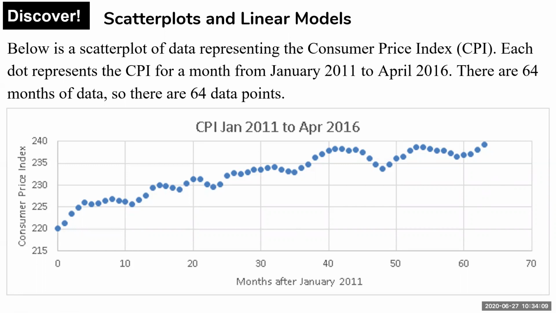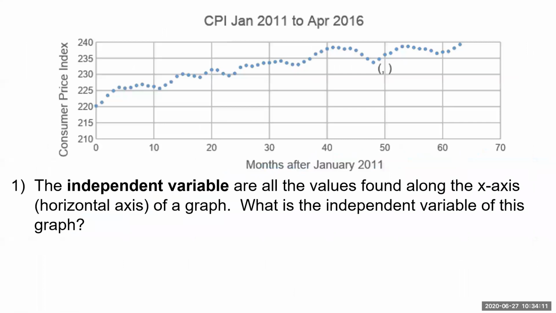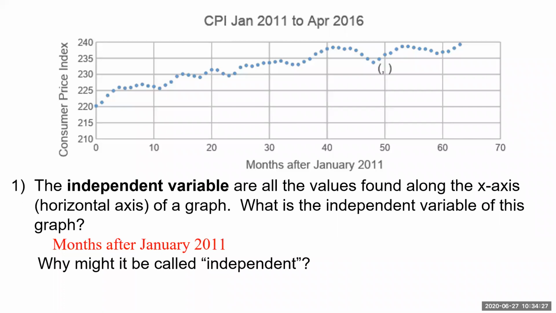Is that okay? Nice. Now, the independent variable are the values found along the x-axis, the horizontal axis of the graph. And what is the independent? The independent is the months after January 2011. Okay.